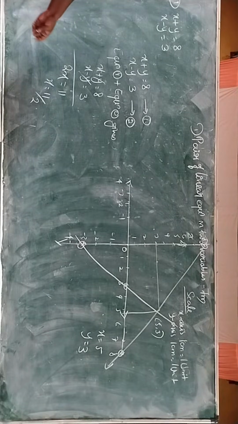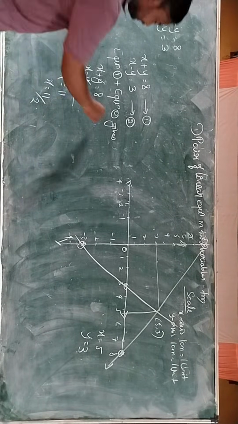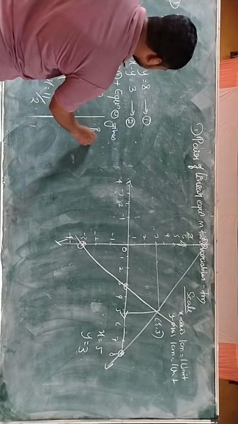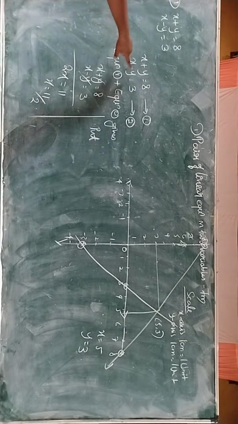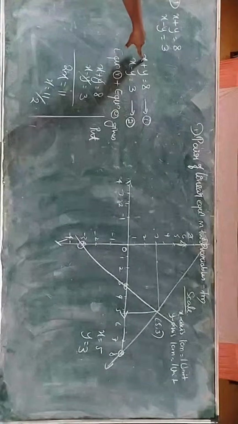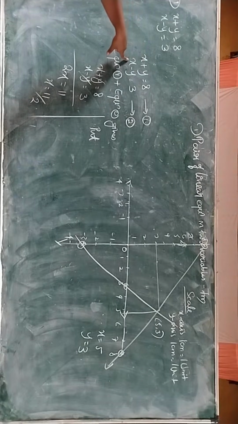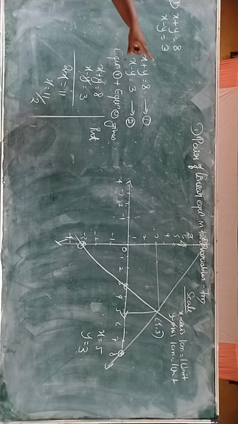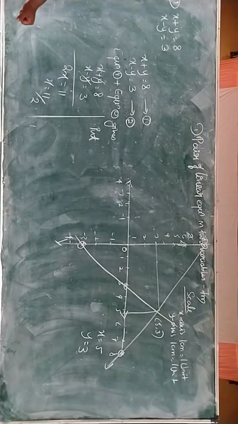Am I right? The next, put x value in any one equation, either equation number 1 or equation number 2, you will get the value of y. Understood? But here the value of x is 5 and here the value of x is 11 upon 2. If you use any method, you will get the same answer, right? But how? How did it change?